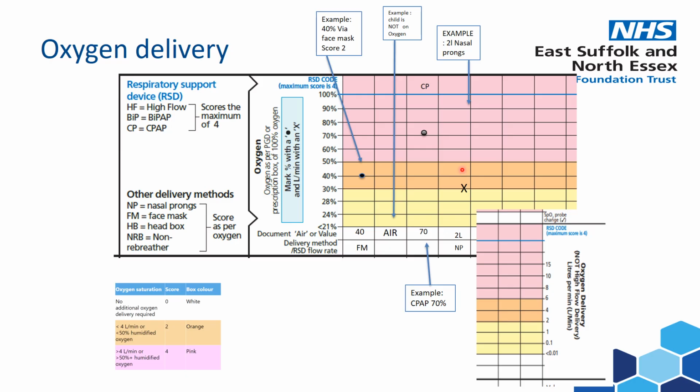It's one of the more complex items on the PEWS chart. I think the main things to remember: if your child is on air, that's a 0 towards their total PEWS. You can go on to your next one. If you've put them on oxygen, just make sure you document in your digital system how they're receiving it, what percentage or litres per minute they're on, and then calculate whether that litres per minute or percentage sits in the yellow, orange or pink section. Okay.